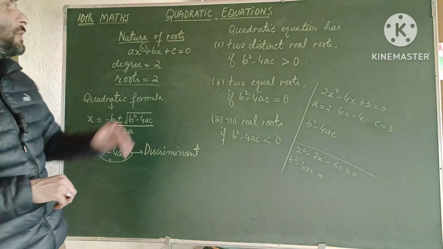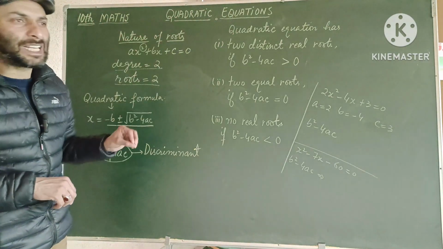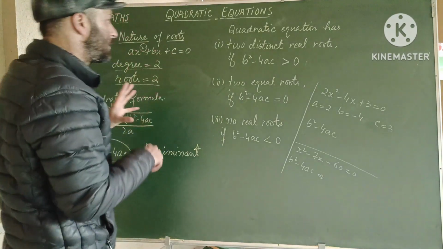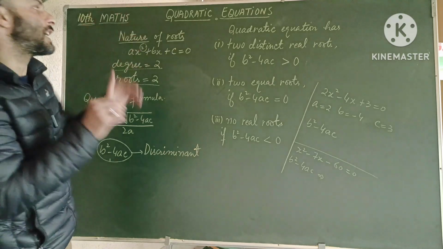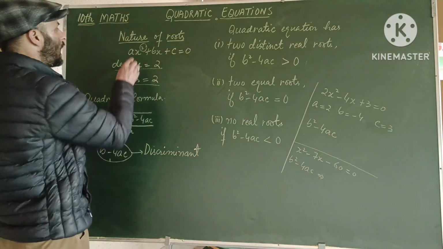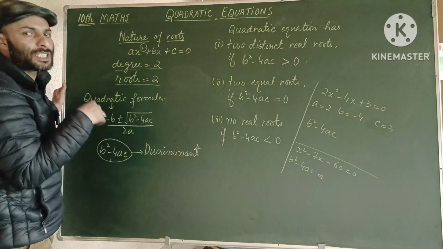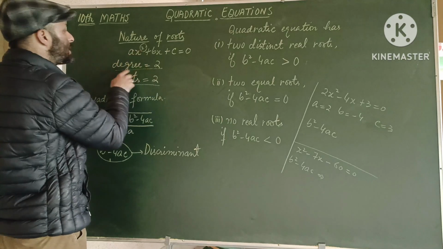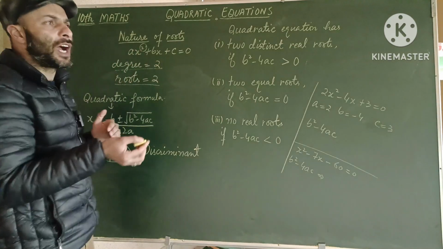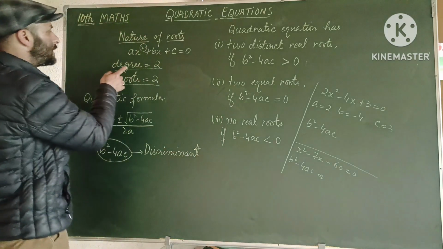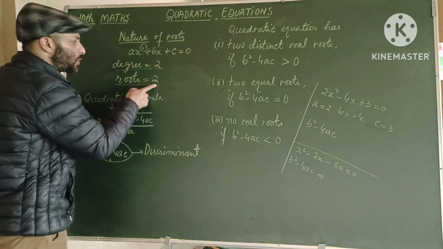Today's topic is the nature of roots. We need to know the nature of the roots of a quadratic equation. The general form of a quadratic equation is ax square plus bx plus c is equal to 0. The highest power is 2, that is the degree. The degree is equal to 2, so a quadratic equation has 2 roots.